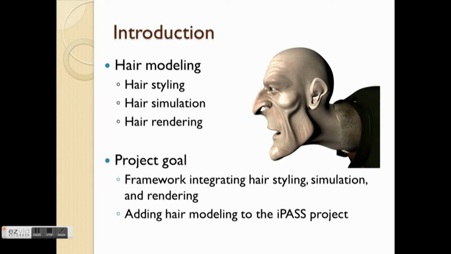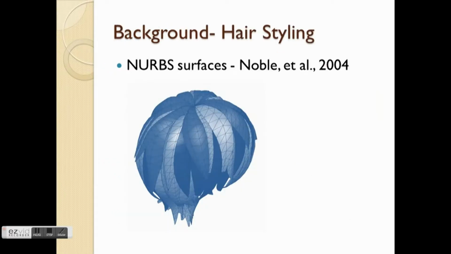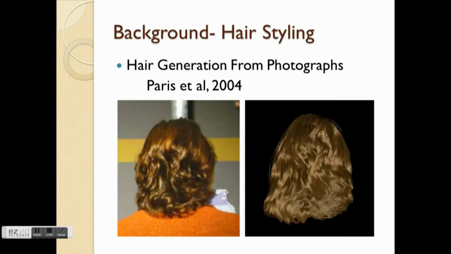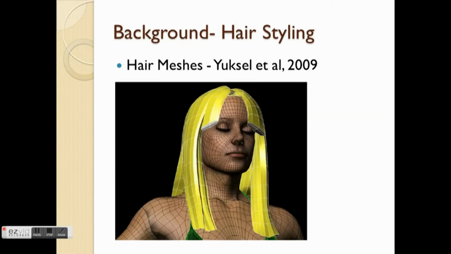We have to design a hairstyle for our character. Then we have to make sure our simulation is in real time. And there are many other methods to create a hair strand, to create a hairstyle. In this method, they use the NURB surface to represent the hair. They can also create the hairstyle from photographs. However, these two methods don't give the user much control of the shape of the hair.